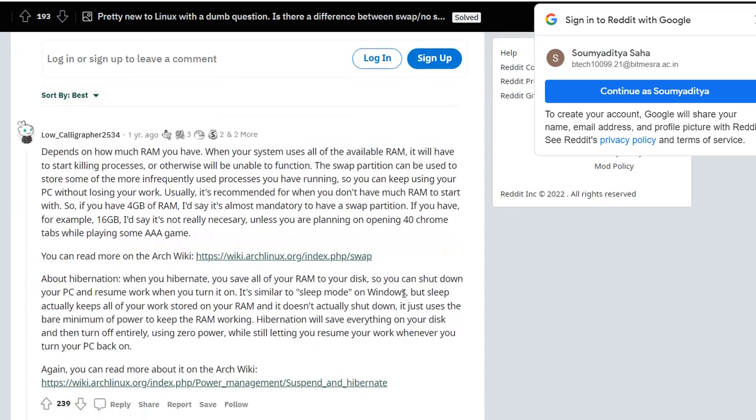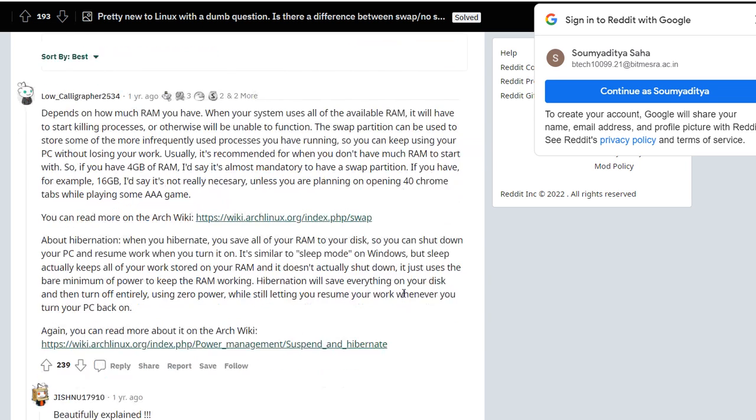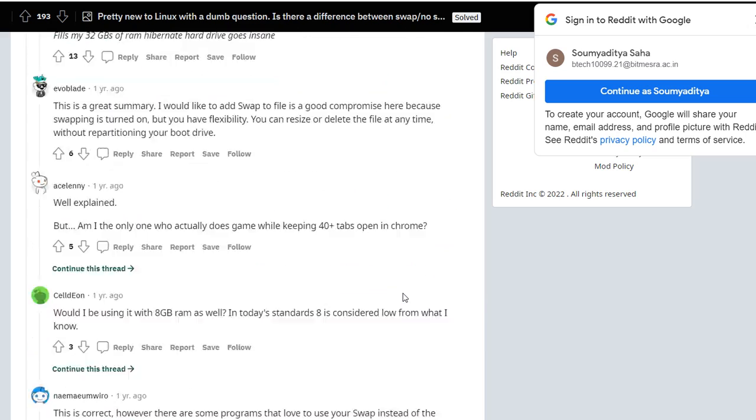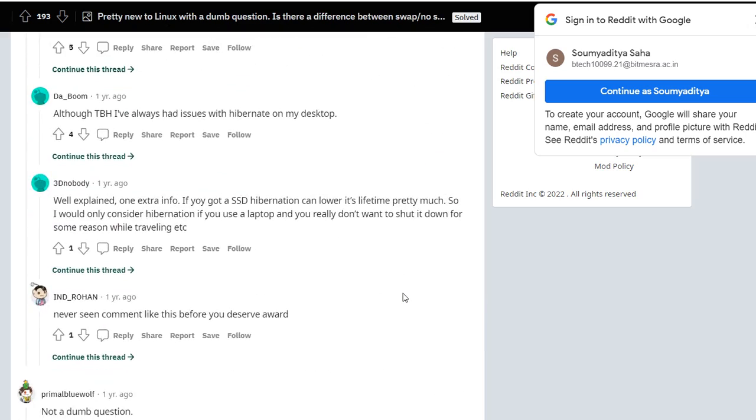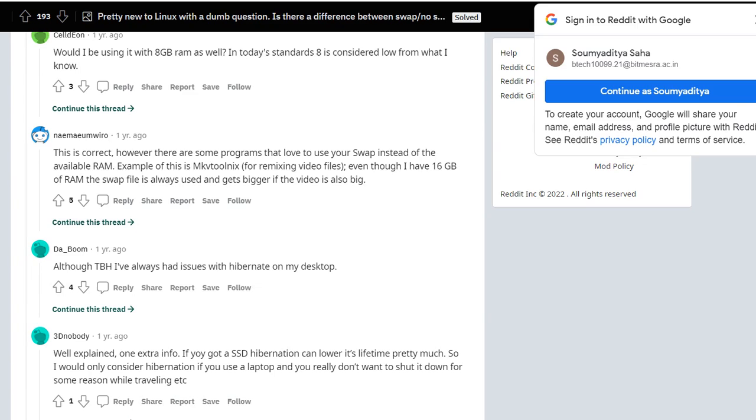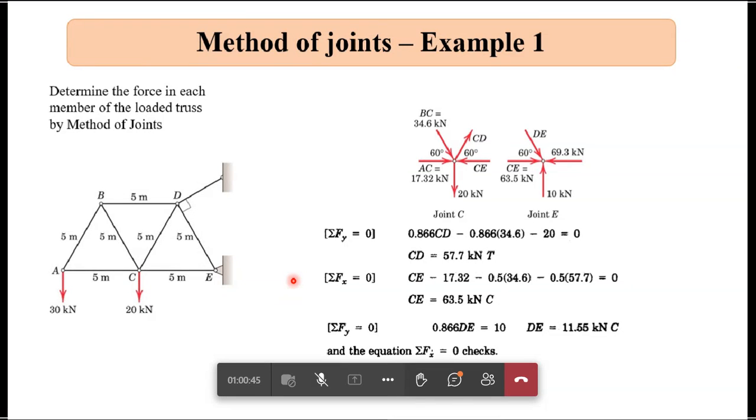Where? CD is equal to 57.7. CD is the force in member CD. This is your link CD, isn't it? So the force in member CD is denoted by CD. No, sir, I'm asking what is different, capital T? Capital T, capital C, capital D. This is naming. Say you name the straight line CD. No, sir, member CD, capital T.